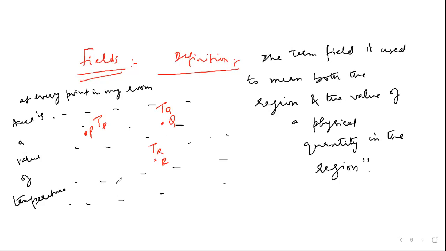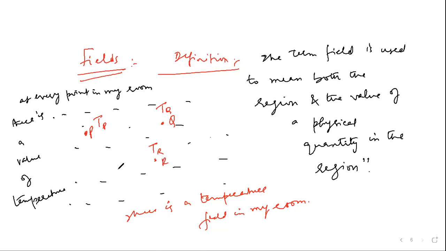So I say there is a temperature field in my room, right? So the space in the room, including the value of the physical quantity of air temperature, forms the temperature field.